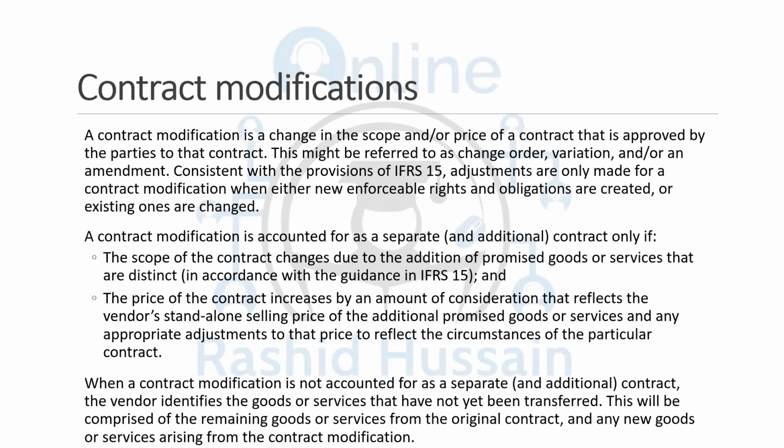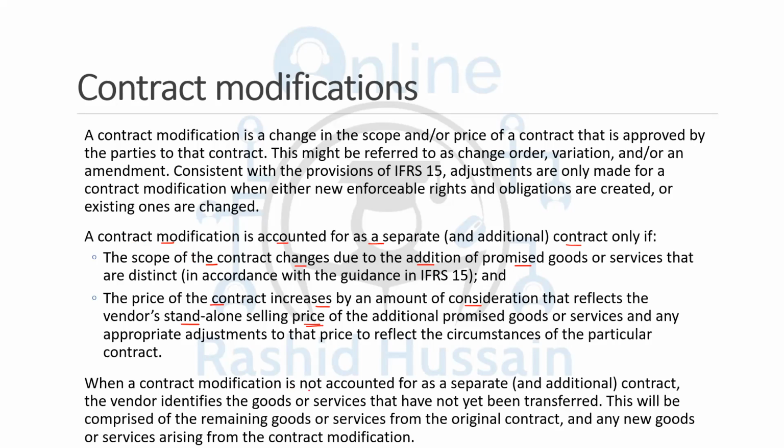So this was when you are supposed to combine the separate exercises as one contract. And this was the contract modification. A contract modification is accounted for as a separate contract only if the scope of the contract changes due to the addition of the promised goods, the price of the contract increases by an amount of the consideration that reflects the vendor's standalone selling price. If you're doing something that is an additional work, and whatever you are charging is a standalone price, what you usually charge if you're doing only that particular task, if you are charging that price, then that means it's a separate contract.